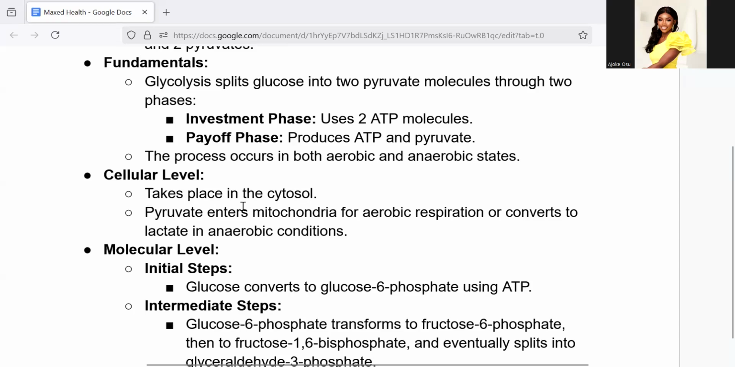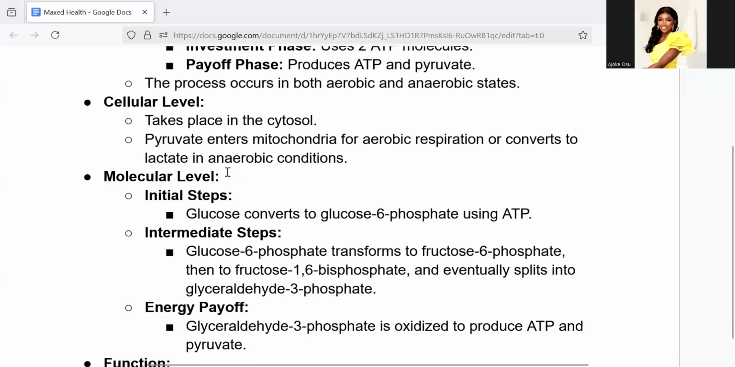Under aerobic conditions, pyruvate derived from glucose will actually enter the mitochondria to undergo oxidative phosphorylation. Anaerobic conditions result in pyruvate staying in the cytoplasm and then being converted to lactate by the enzyme lactate dehydrogenase. For the molecular level, glucose first converts to glucose 6-phosphate by hexokinase or glucokinase using ATP and a phosphate group.